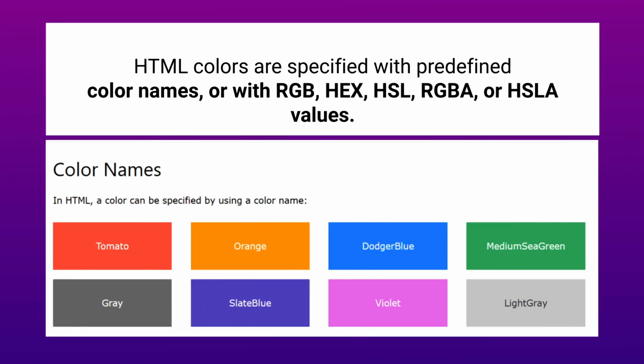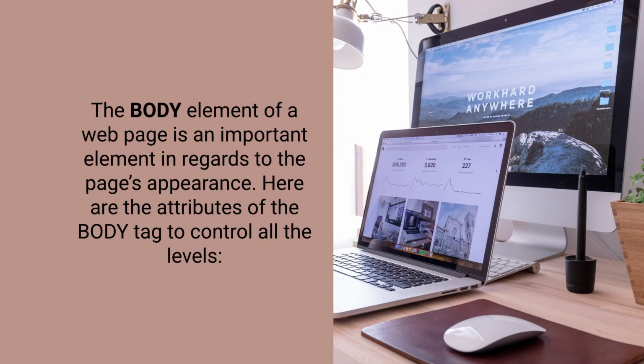Colors are specified with predefined color names or with RGB, hex, HSL, RGBA or HSLA values. Those colors are used on a frequent basis, as you can see on the screen. Now the body element. After completion of colors, the body element plays a vital role in web page design and the creation of web pages. The body element is an important element regarding the page's appearance.